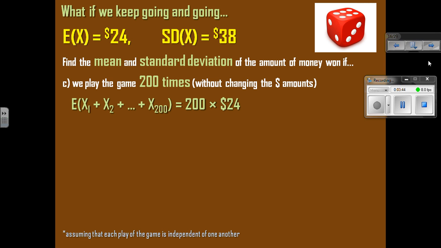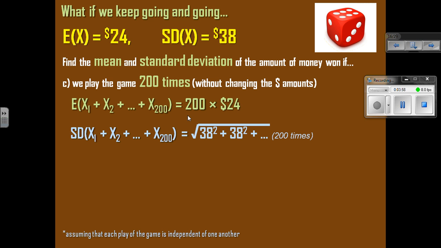Well, for E of x, it's just going to be 24 plus 24 plus 24 plus 24, etc., 200 times. So 200 times 24 would be our answer. But for standard deviation, I have to treat it as all different random variables. So 38 squared plus 38 squared plus 38 squared, etc., which I could write as the square root of 200 times 38 squared, which with basic algebra skills we know is the square root of 200 times 38. And you could get your answer from there. Again, assuming that all the plays are independent of each other.